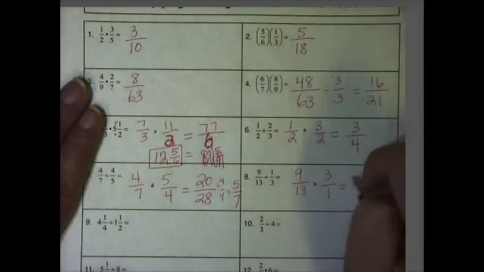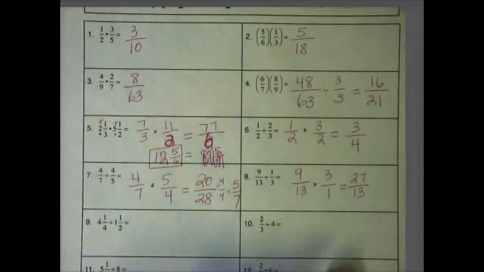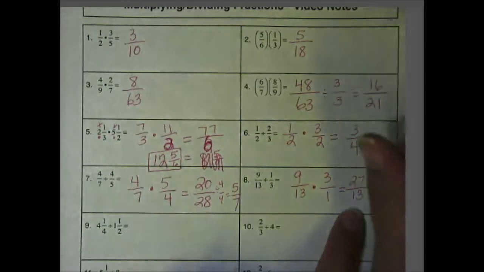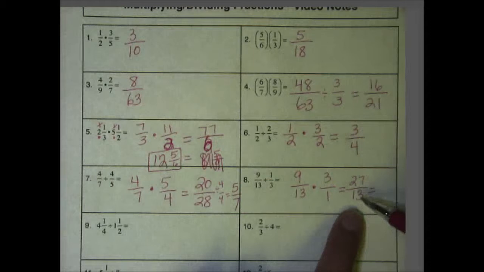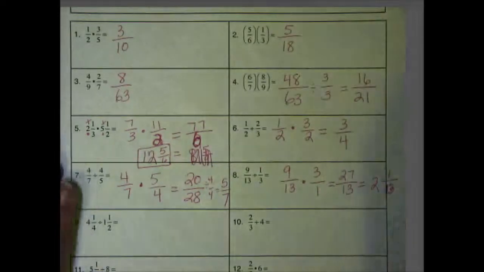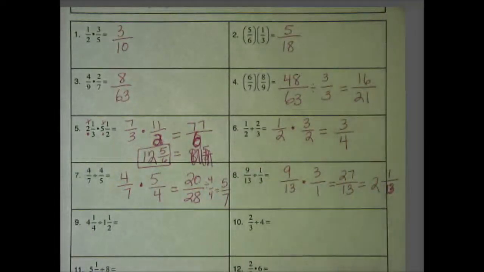So 9 times 3 is 27, 13 times 1 is 13. We've got an improper fraction that we need to change back to a mixed numeral. 13 goes into 27 2 times with 1 left over. So 2 and 1 over 13. Let's take a look at number 9.